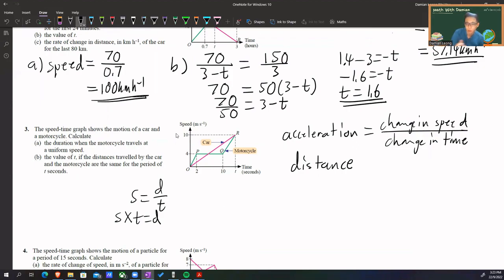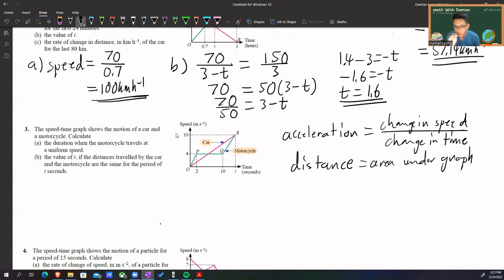So speed times time. How do I get speed times time from the graph? It's basically the area under the graph. Okay, so to find distance from your speed against time graph, we take the area under the graph. Yeah, so definitely it will either be a trapezium shape, triangle shape, or a rectangle shape. Okay, it will definitely be among these 3 shapes. So make sure you know how to calculate the area for all 3 of these shapes.